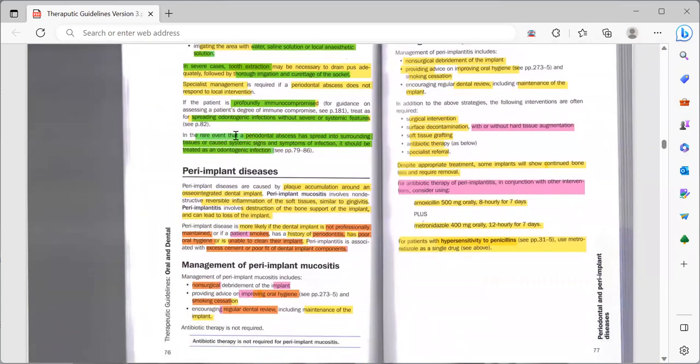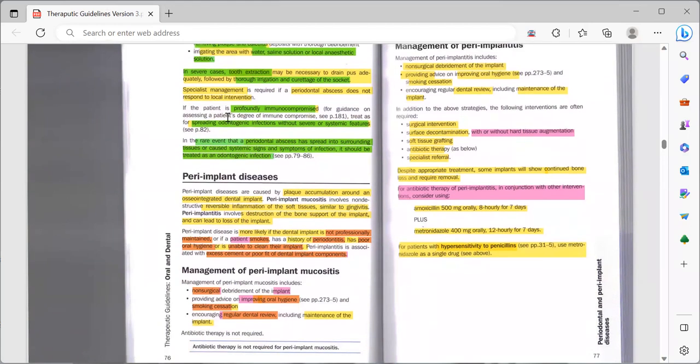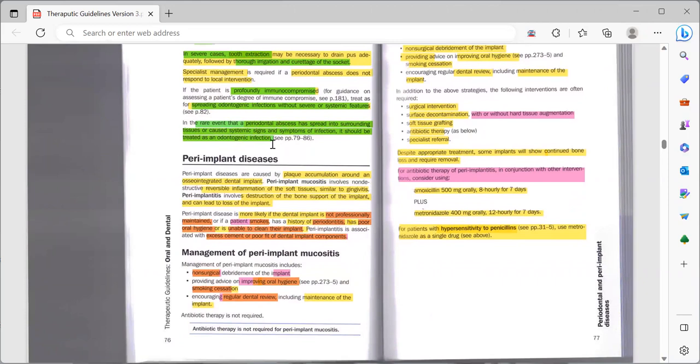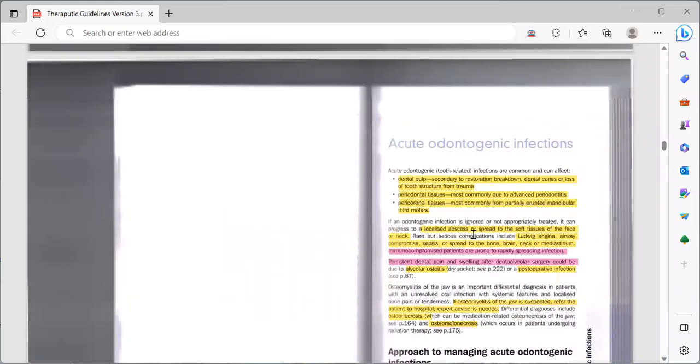And in the rare event that a periodontal abscess has spread into surrounding tissues or caused systemic signs and symptoms of infection, it should be treated as an odontogenic infection. It is very rare for a periodontal abscess to spread into the nearby spaces and cause infection. But if it happens, then you need to treat it as an odontogenic infection, which we will read in the next chapter.